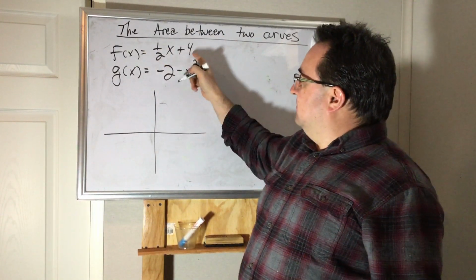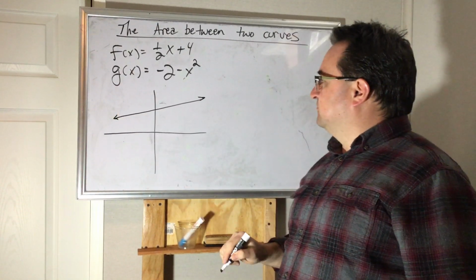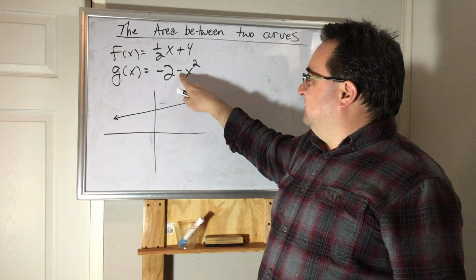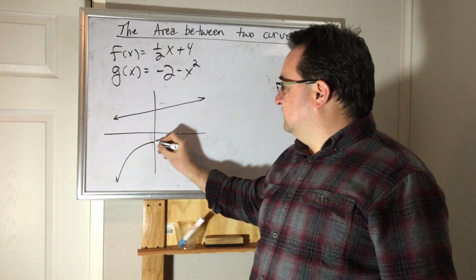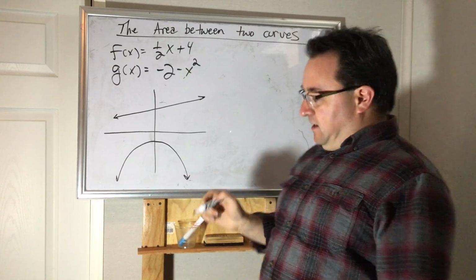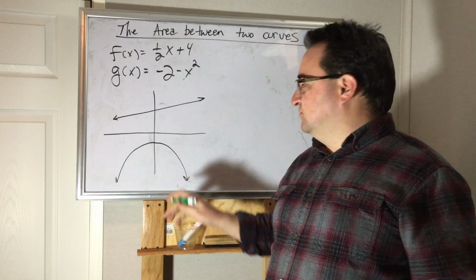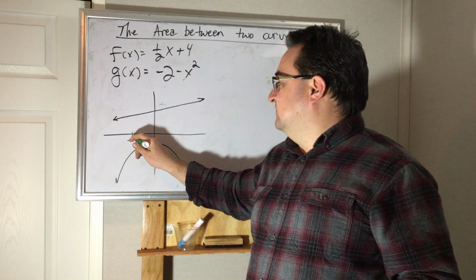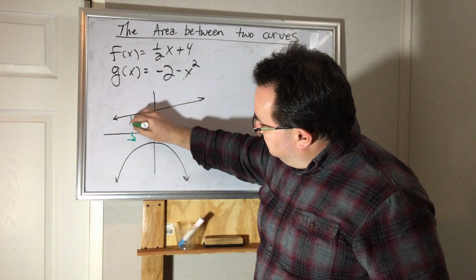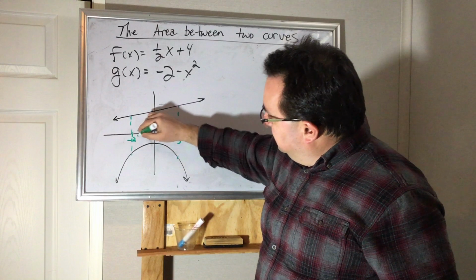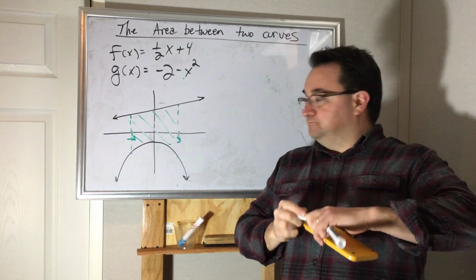So this is a line. It's got a y-intercept of 4, a slope of 1/2. So it's going to look something like this. And this is a parabola. It's opening down, and this shifts it down too. So it's going to look something like this. And the way I'll phrase this question is, let's say I want you to find the area between these curves from -2 to +3. So visually, that would be this region right here. We want to find the area in the green.